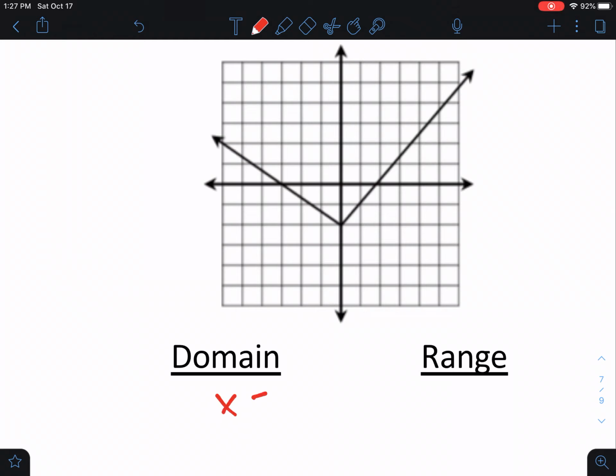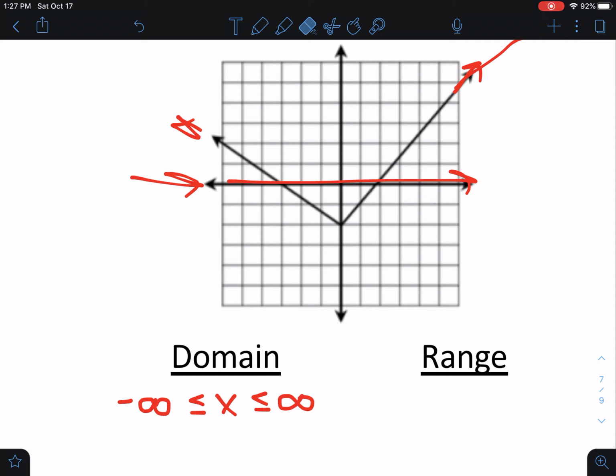So again, here we go. Domain: this one keeps going to the left, and it also keeps going up. This one keeps going to the right and up. So as I'm coming here, this would be negative infinity. Then I'm going to keep on going, and notice this keeps going this way, so that would also go to positive infinity.